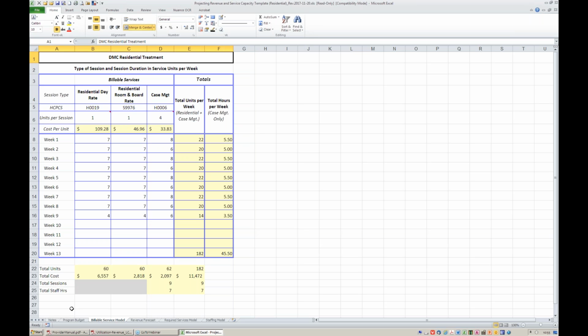And then at the bottom, we just have the totals. So somebody stays for 60 days. Again, this is assuming the perfect client. Look at 60 days of residential treatment, 60 days of room and board, 62 15-minute units of case management, for a total of 182 units. Now, the units thing here, we're mixing apples and oranges. But here, the total cost is what we really want to look at.